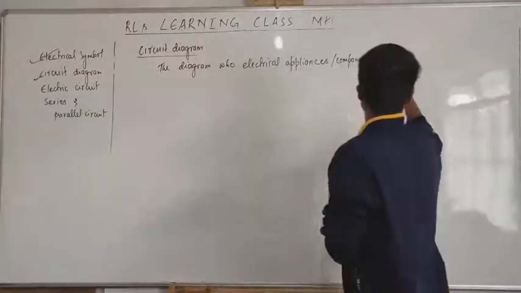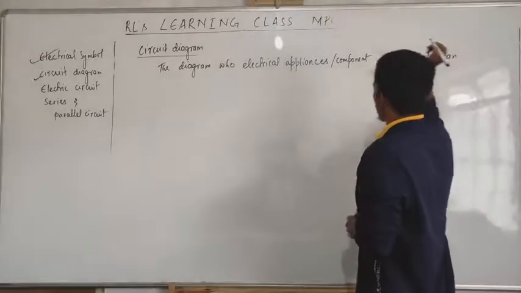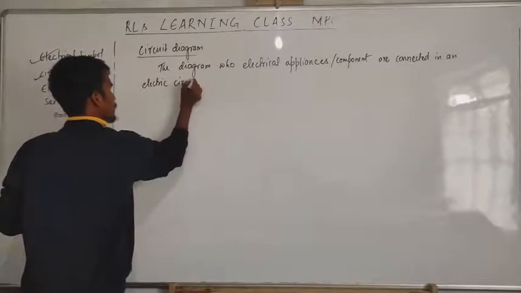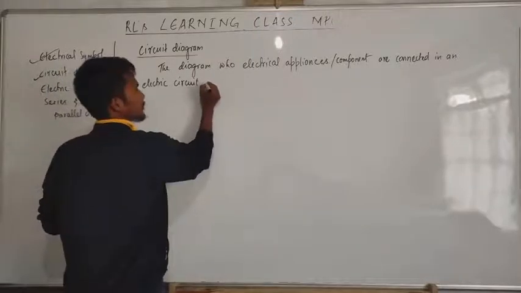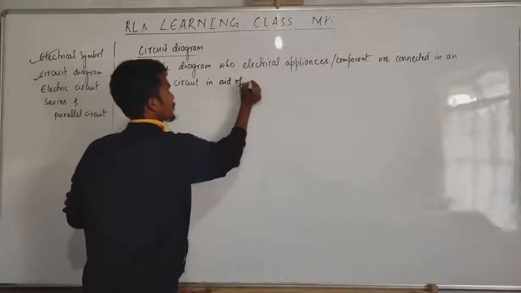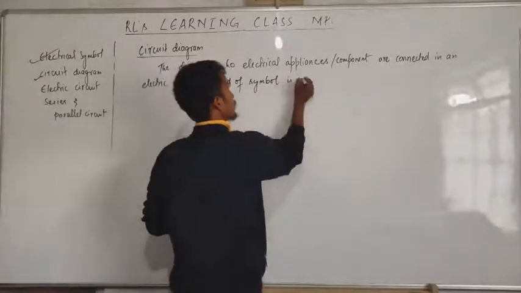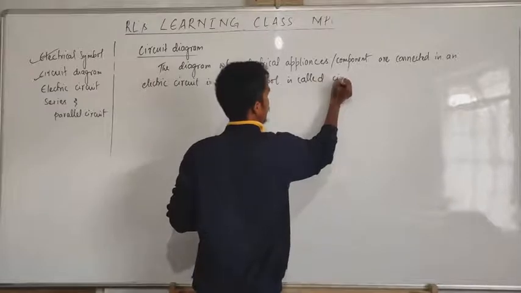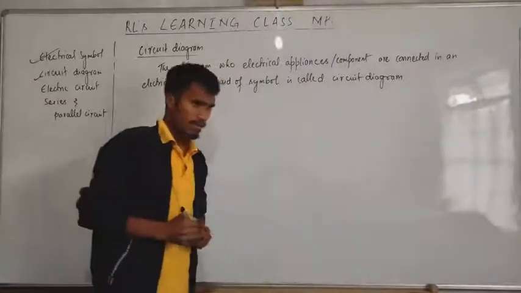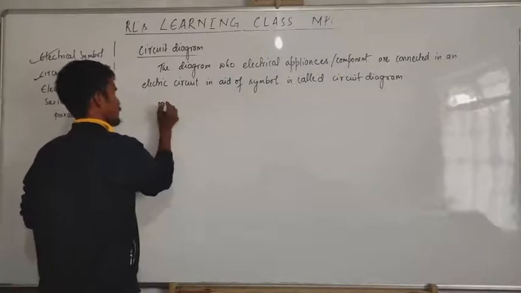A diagram whose electrical appliances or components are connected in an electric circuit, with the aid of symbols, is called a circuit diagram. Then don't get confused about what a circuit diagram is. Okay, let me give you an example.